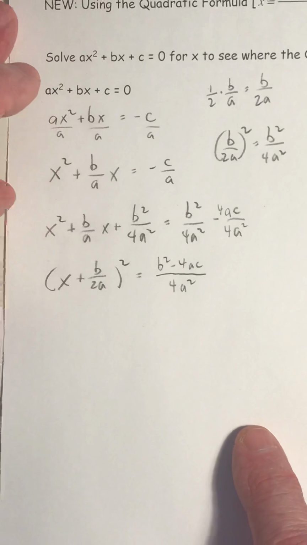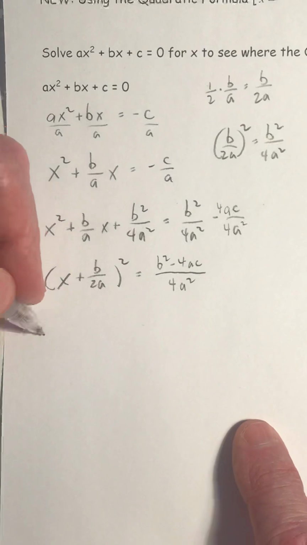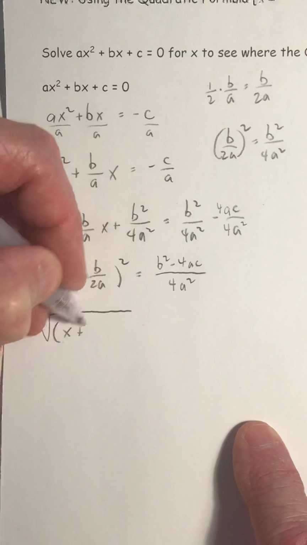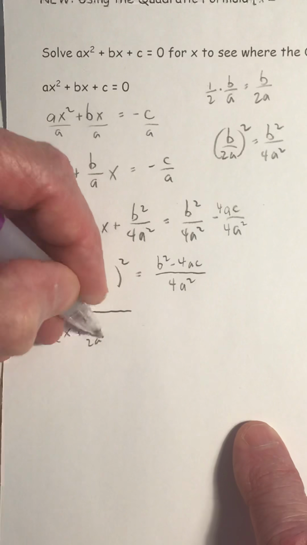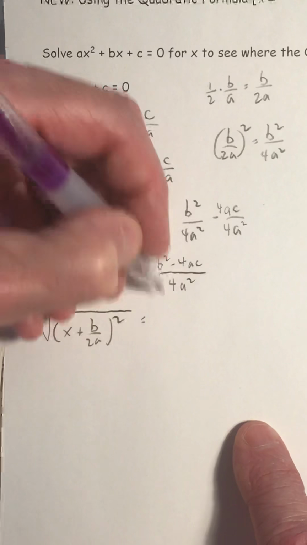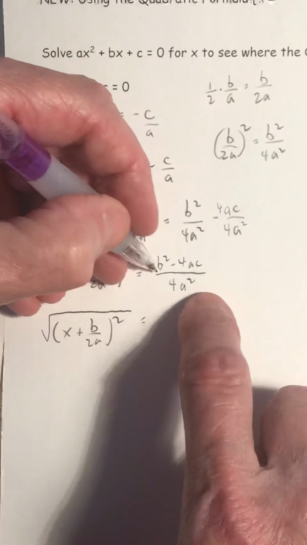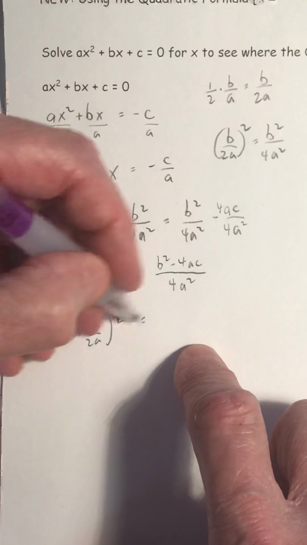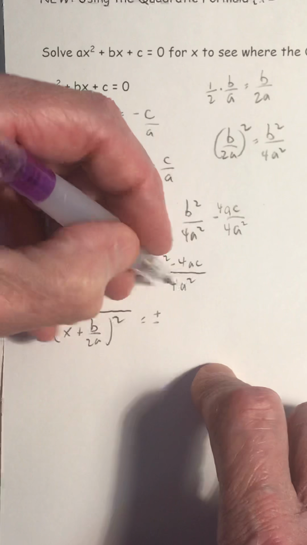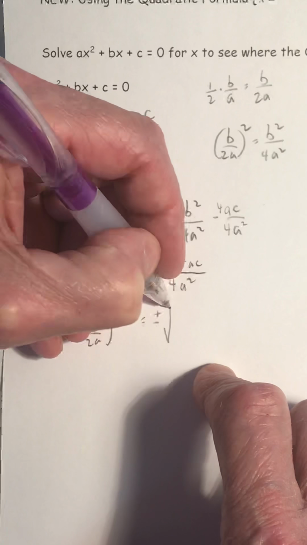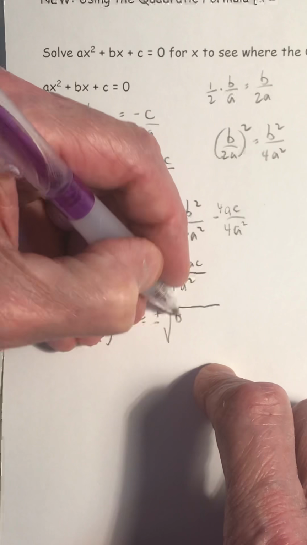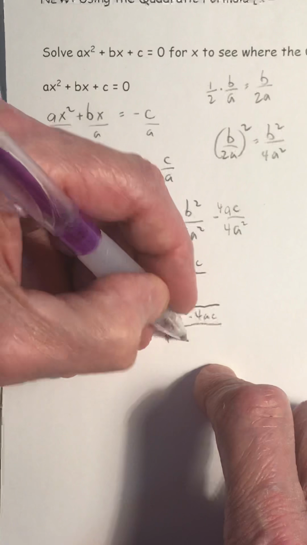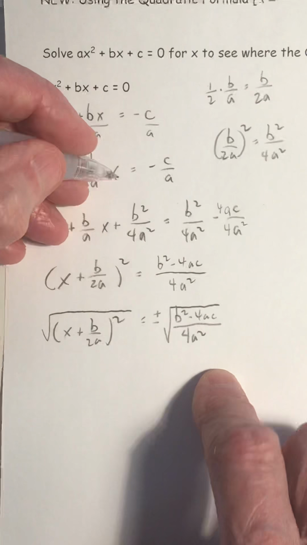And now we're ready to take the square root on both sides. So square root gets taken on both sides. Lots and lots of writing. And remember, this is a number because b, a, and c are all going to be numbers that you'll see as coefficients and a constant. So I write plus or minus the square root of b squared minus 4ac over 4a squared.